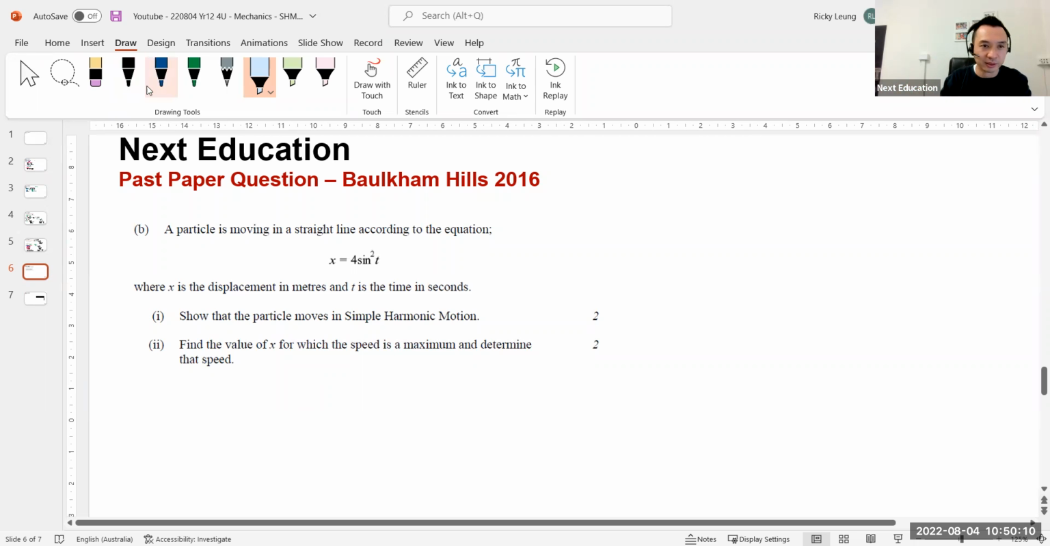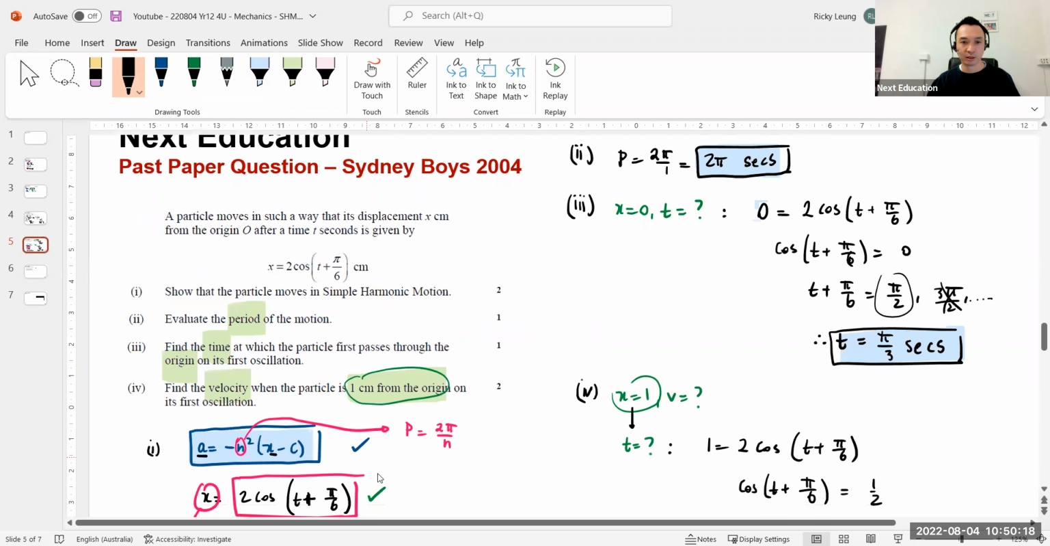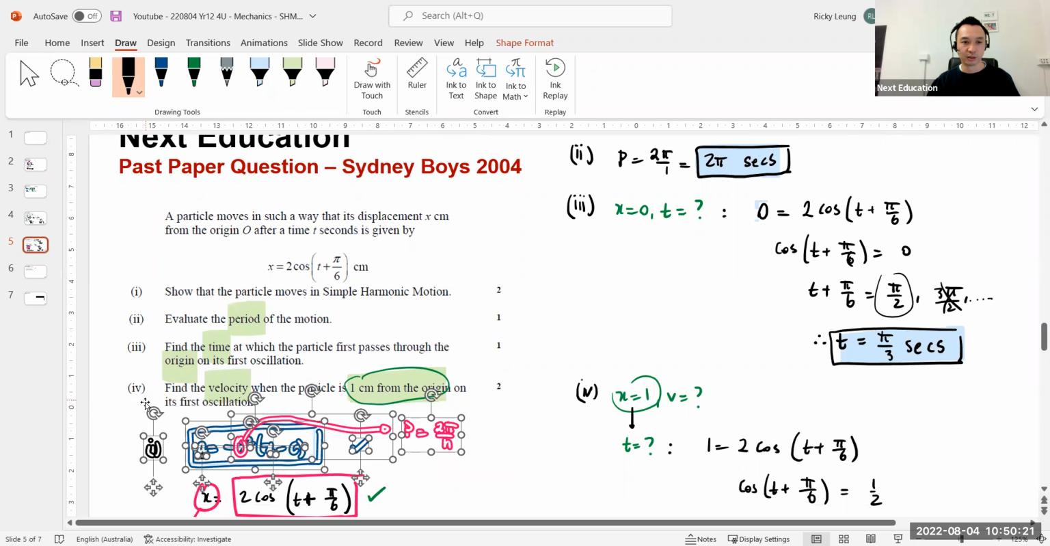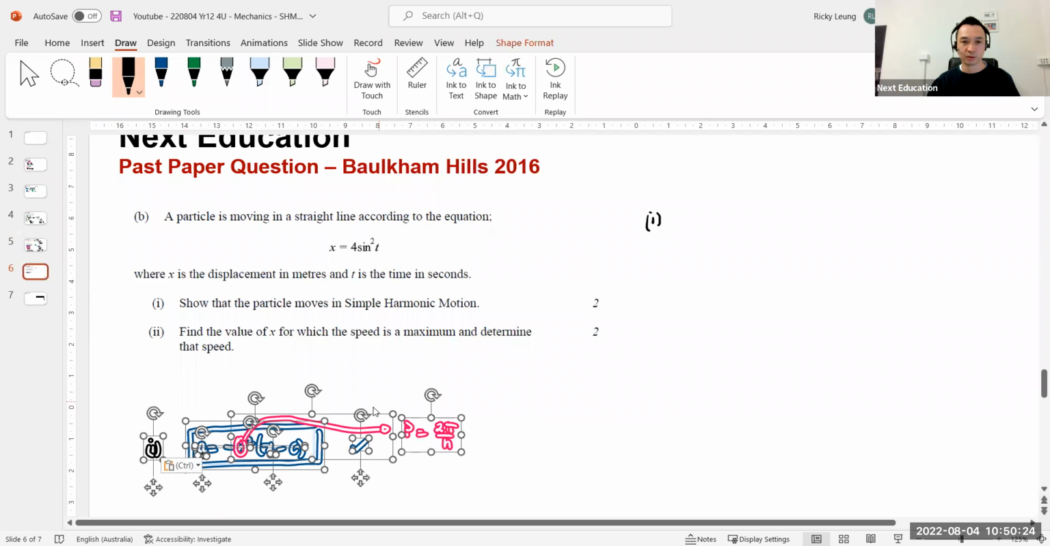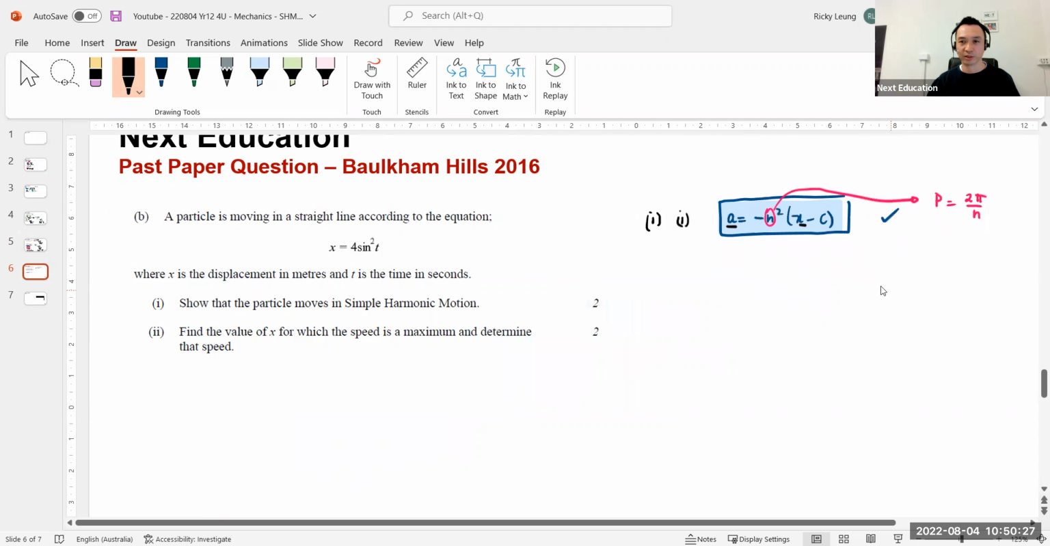Yep, let's proceed. So part 1, I'll just copy and paste it from this guy here. Oh, we even got the 1 there, sweet. So I've got x equal to 4 sine squared t. That's chain rule. So then the velocity: the 2 comes down, becomes 8. It'll be sine t multiplied by the derivative of sine t, which is cos t.